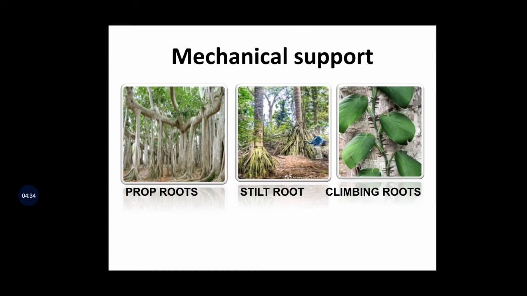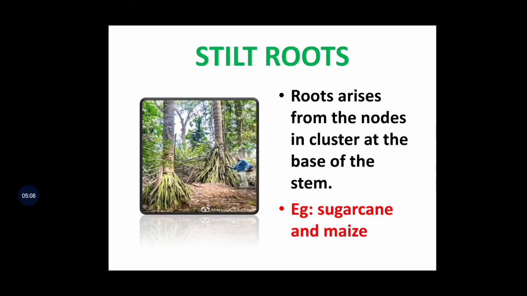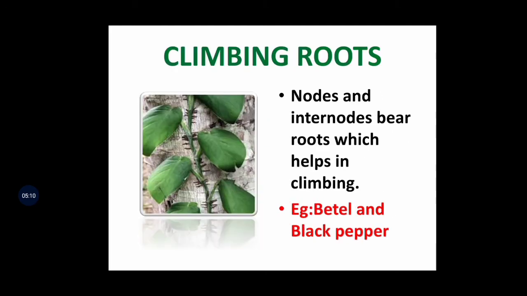Then we have to talk about stilt roots. In sugarcane and maize, adventitious roots arise from the nodes in a cluster at the base of the stem. These roots are called stilt roots, which give additional support to the plant. Then climbing roots. In betel and black pepper, nodes or internodes bear roots which help in climbing. So there are 3 types of mechanical support roots: prop roots, stilt roots and climbing roots.